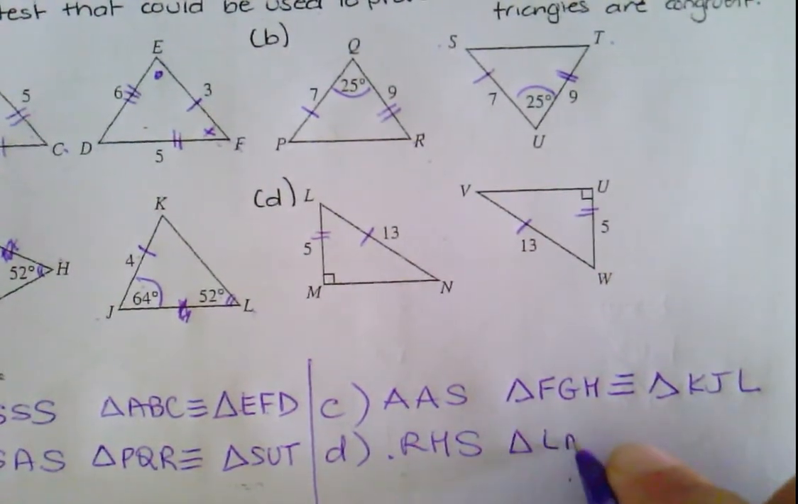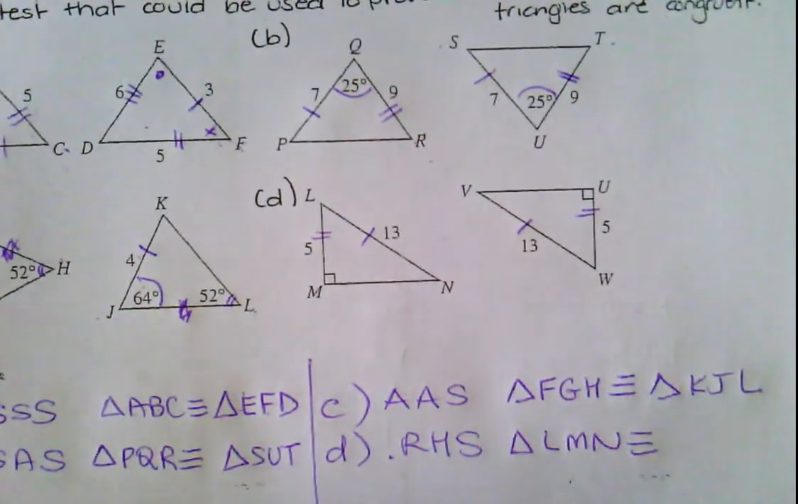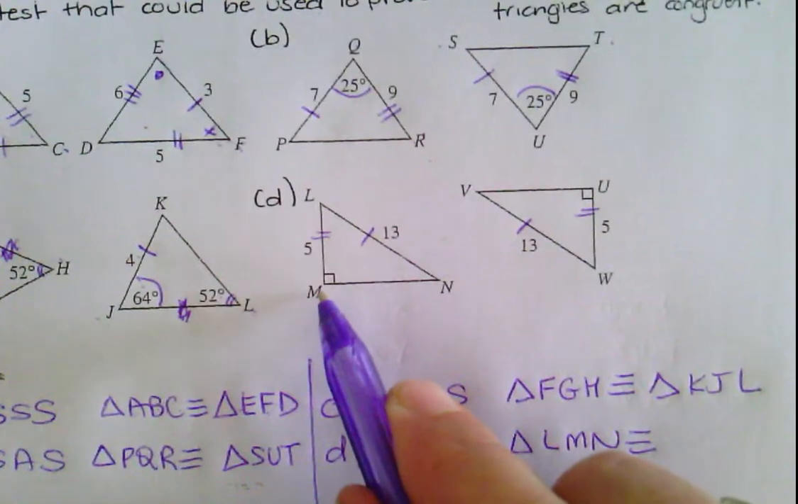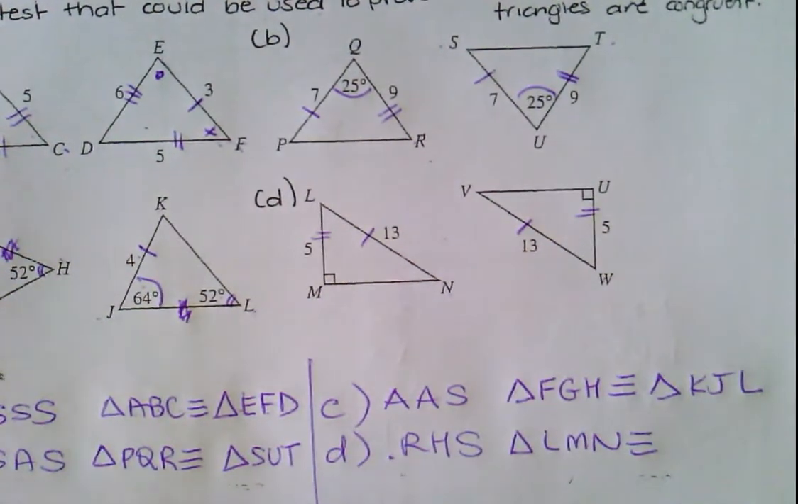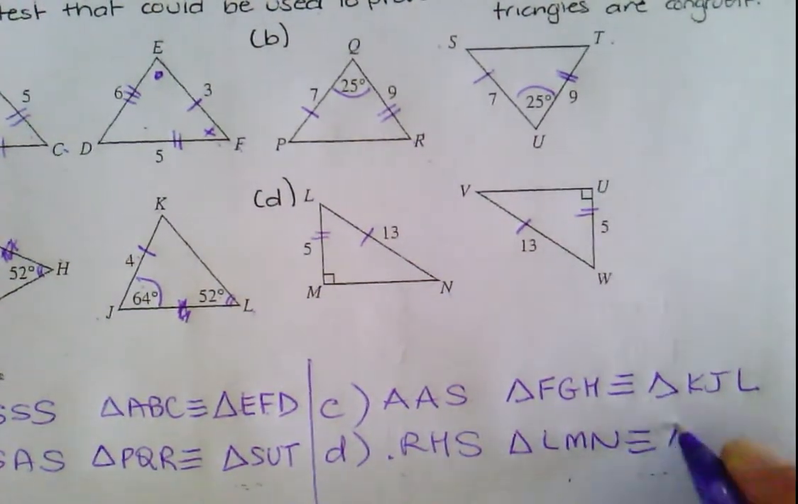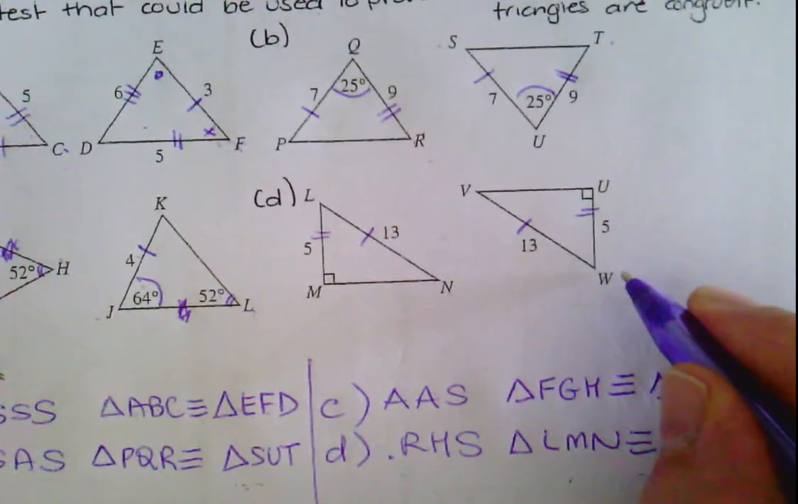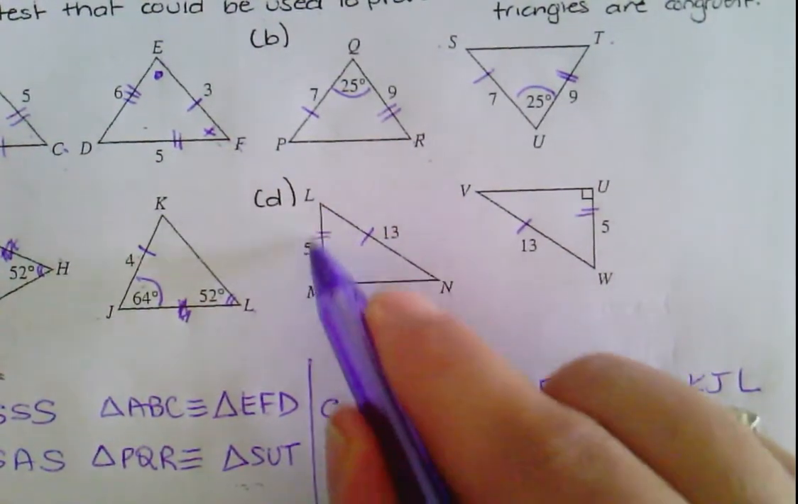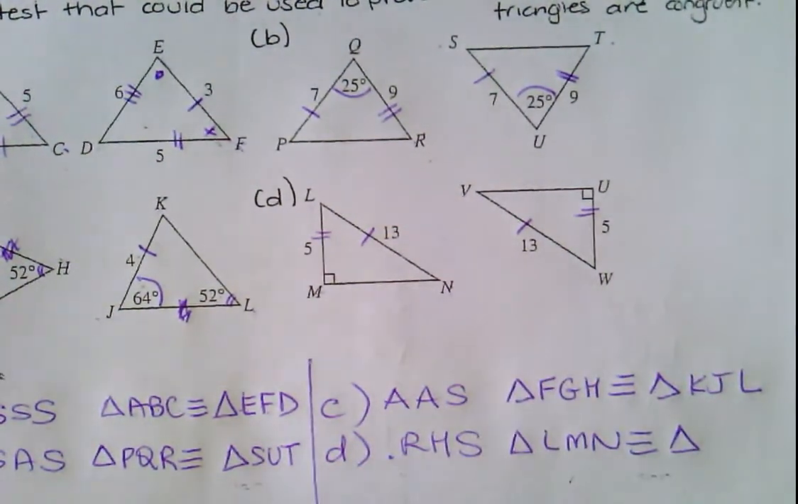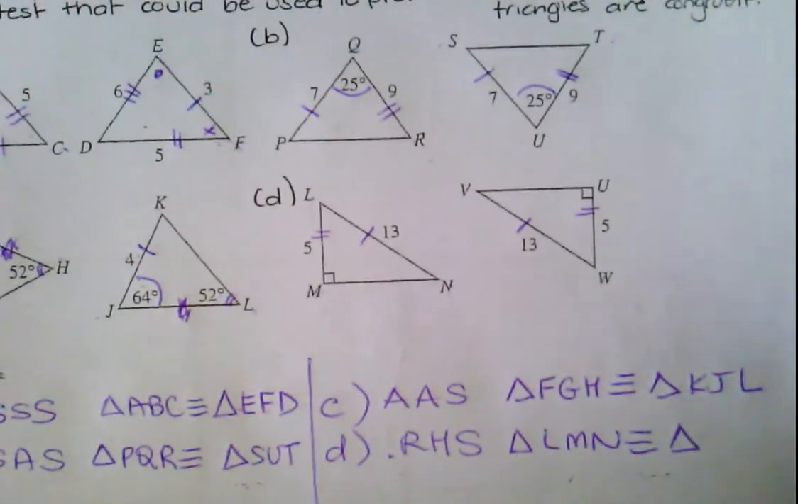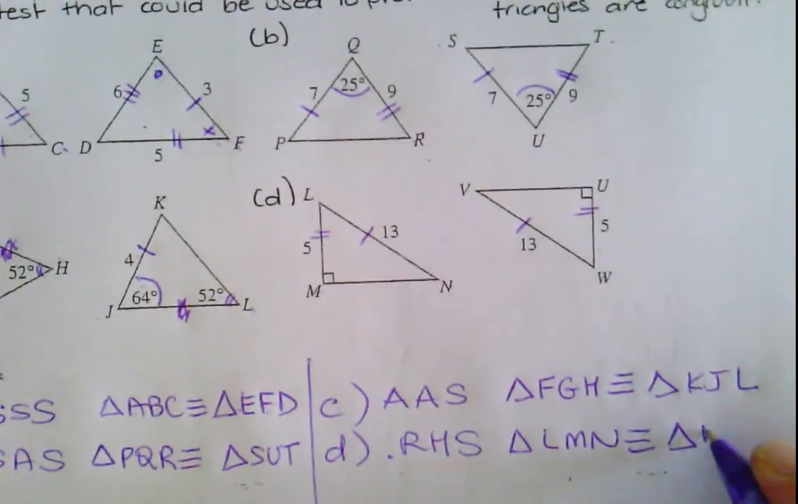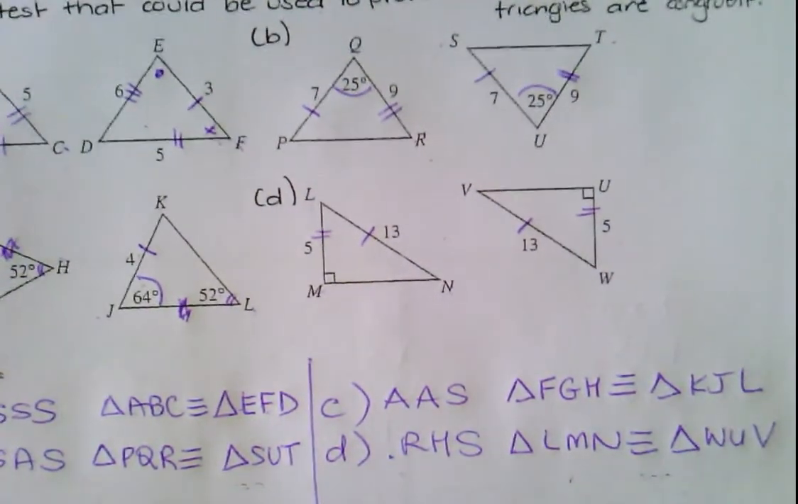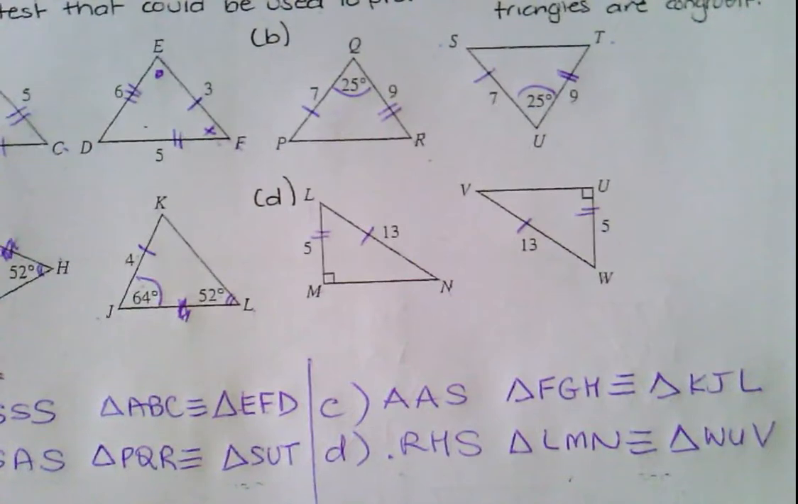I'm going triangle LMN is congruent to along the side with 5 to the right angle and then along the blank side. What's the order? The order, please. Along the 5 side, along the blank side. What is it? WUV. Now that is preserving order. And you must preserve order.